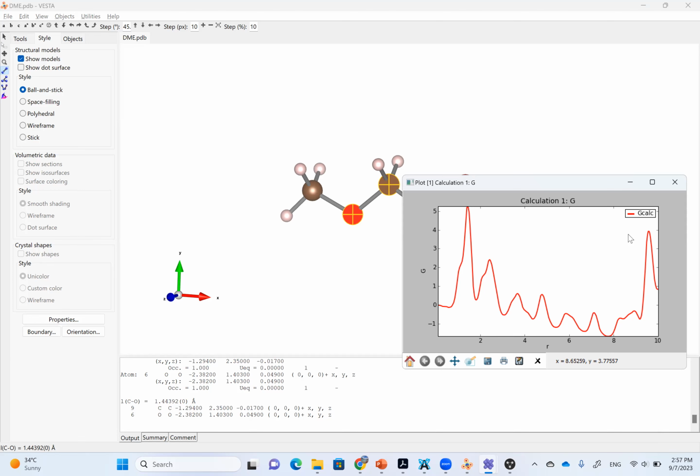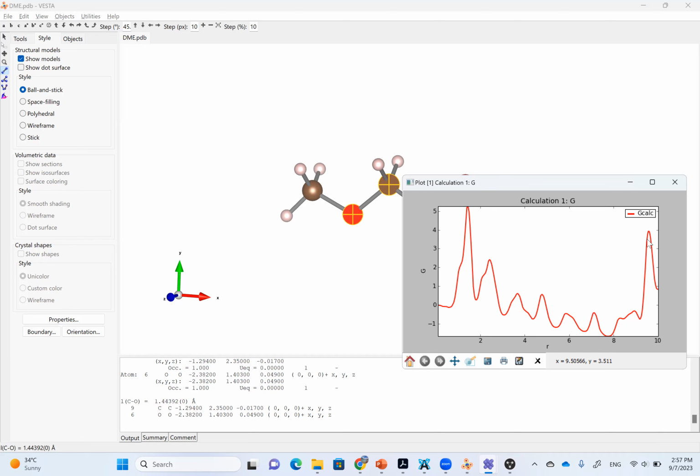PDFGUI seriously regards this as a crystal structure and really expands this unit cell in all 3 dimensions, right? And if the unit cell is not big enough, you also calculate the correlation between different boxes, right? So this 9.6 angstrom peak is actually coming from different DME molecules. Yeah, because PDFGUI regards it as a crystal.